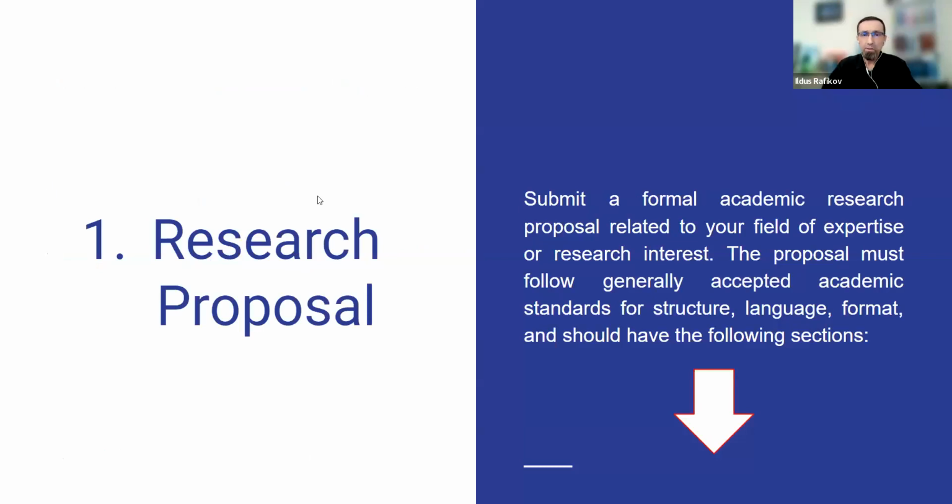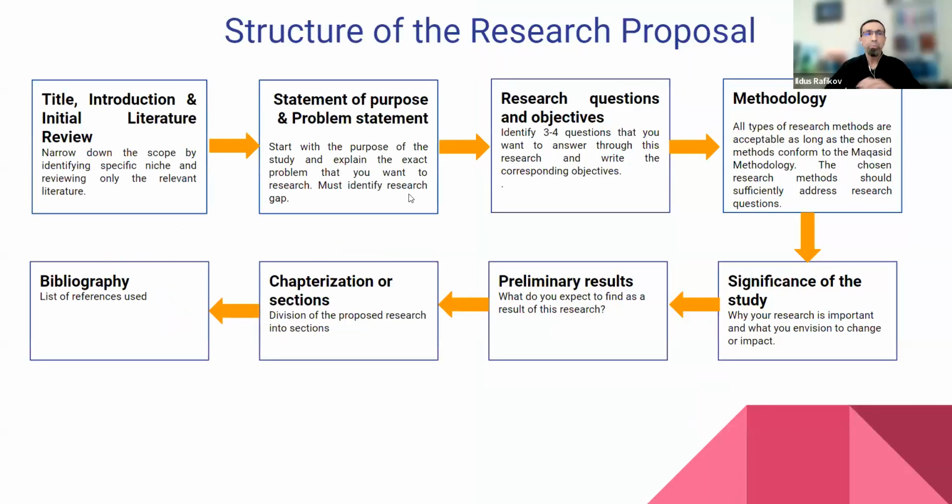And so the research proposal: you'll have to write and submit a formal academic research proposal. Those who are in academia will know what we mean by an academic research proposal. This needs to be related to your field of expertise or your research interest. It must follow the generally accepted academic standard for structure, language, and format, and should have the following sections. So here are the sections. Normally you'd have a title, introduction, and some initial literature review.